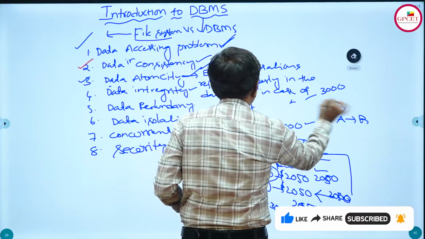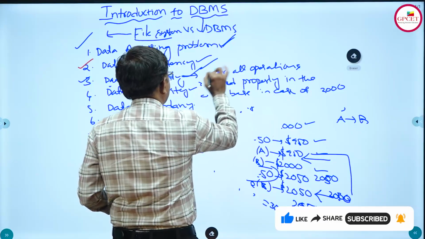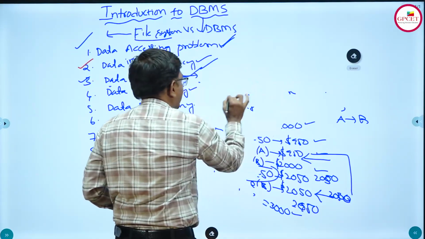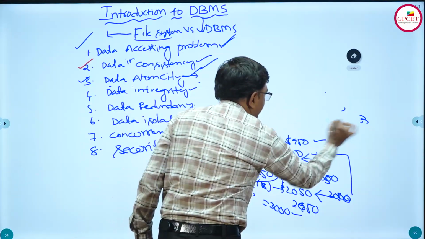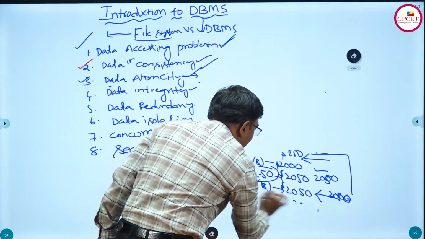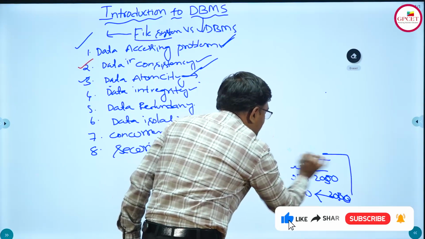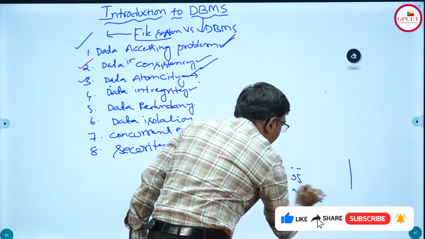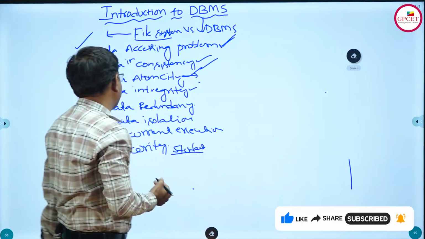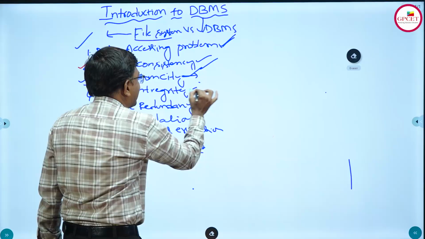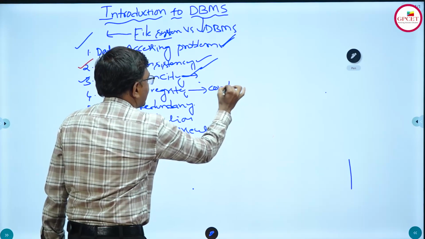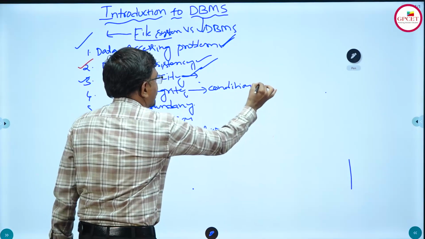Data integrity means constraints or conditions. Okay, what are the constraints? So many constraints are available: primary key, foreign key, unique key, not null, check constraints, column level constraints, table level constraints. But at this level we will discuss only simple data integrity. Integrity means conditions or constraints.